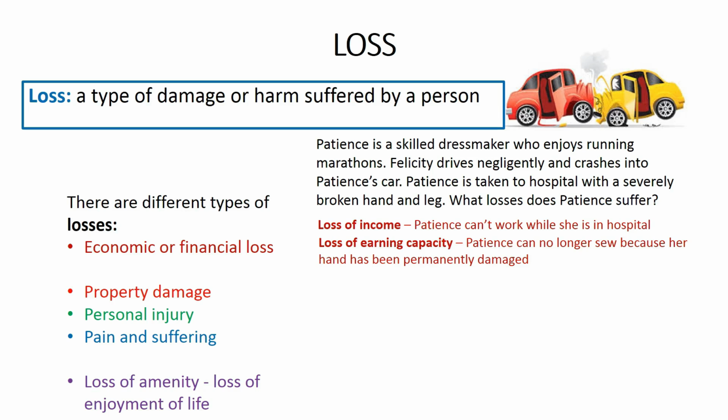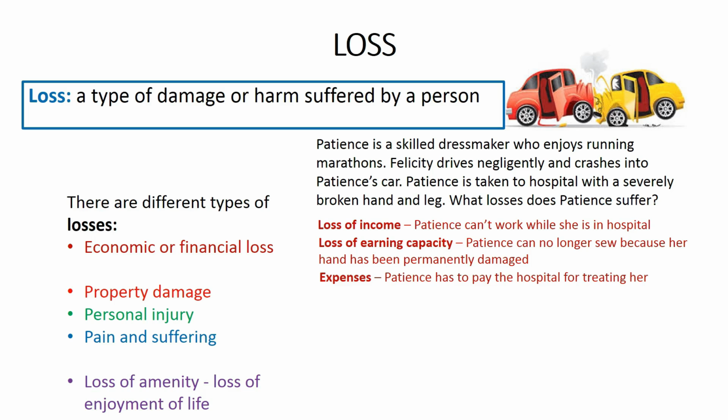That is, because Patience's hand has been permanently damaged, she will not be able to make dresses in the future when she's released from hospital. And so she will no longer be able to earn money as a dressmaker. She may well be able to earn money from another job, but it's likely that this other job will be lower paid because her special skill is as a dressmaker. And Patience will have had to pay the hospital for medical expenses in treating her.